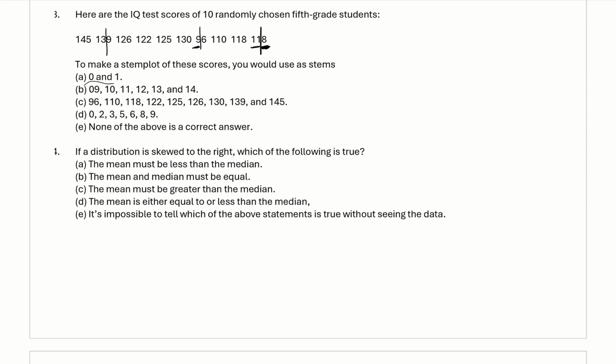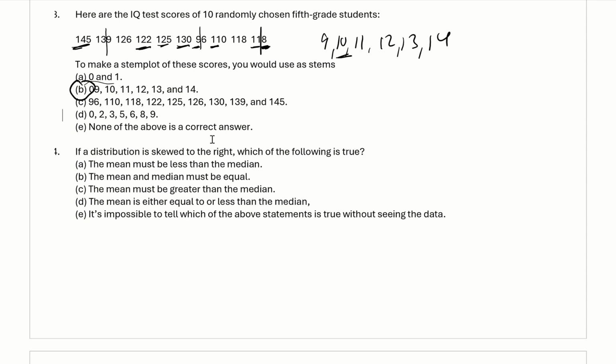You do not want to skip stems. So even though we may not have like a 12 stem or whatever, or a 10 stem. See here, the smallest stem is 9. Then we have an 11 stem for 110, 118. We have a 12 stem for like the 122 or 125. And we got a 13 stem because of the 130. And we got a 14 stem because of the 145. But we do not want to skip stems. So we do want to include the 10, even though there's no 10 stem. So the correct answer is B.